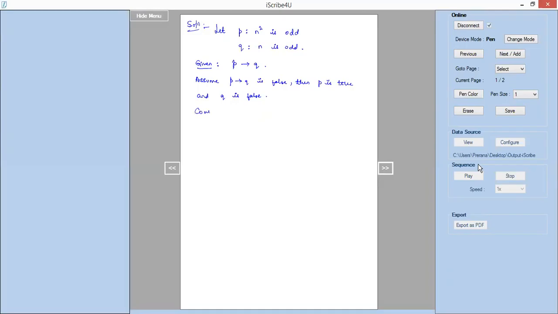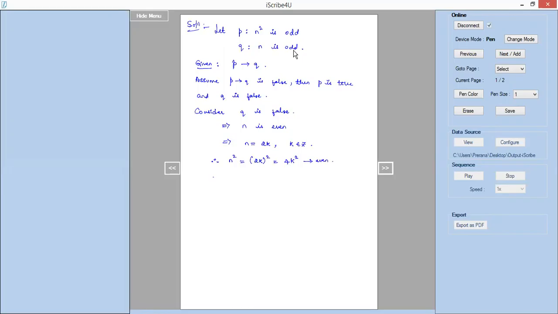So let us consider Q is false. Q stands for n is odd. So Q is false means n is even. So if n is even, then n can be written as 2 times k, where k belongs to the set of integers. So therefore, what happens to n square? n square will be 2k the whole square, which is 4k square. 4k square is also an even integer.